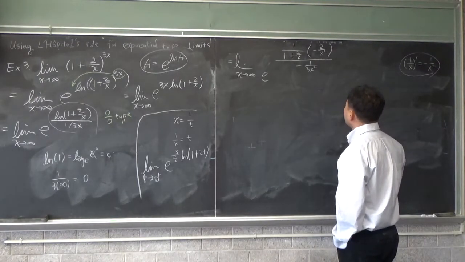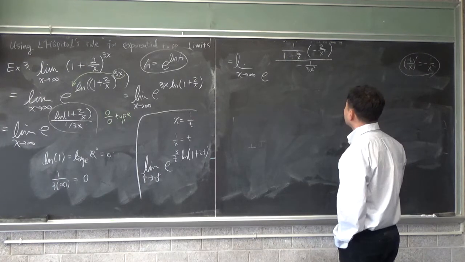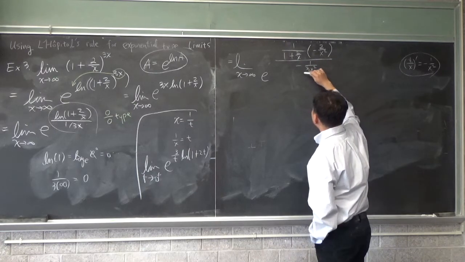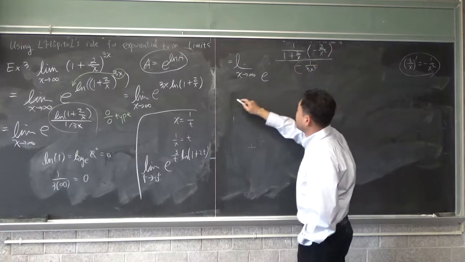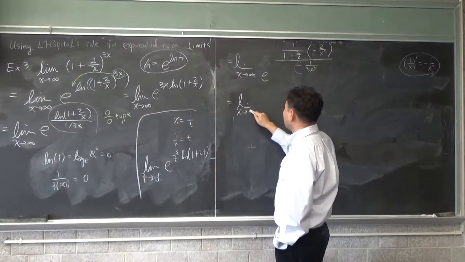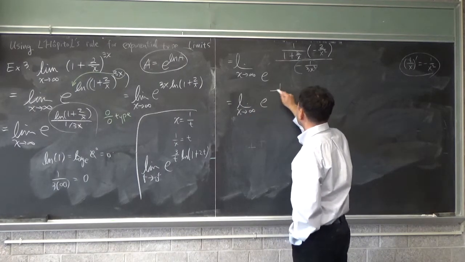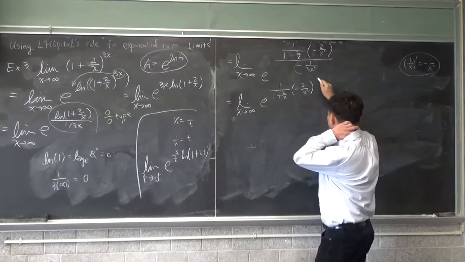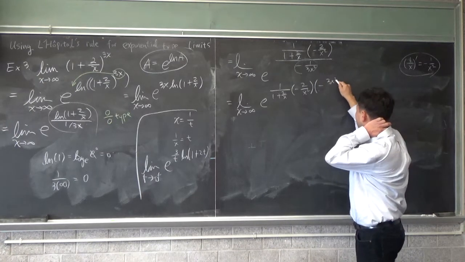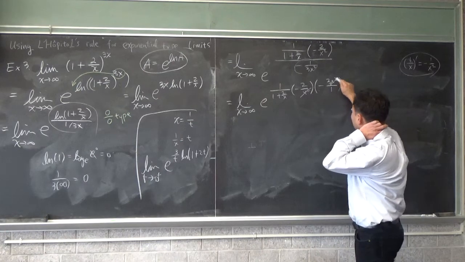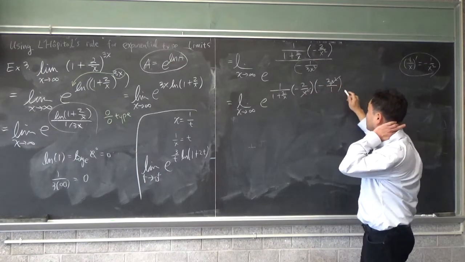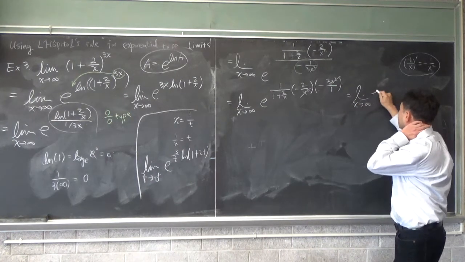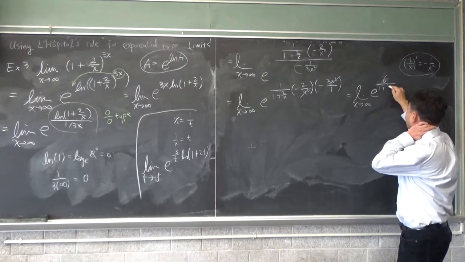Okay, now what you can do is keep, change, flip. So keep the top, change the division into multiplication, and flip this over. So that's going to be the limit as x goes to infinity of e to the 1 over 1 plus 2 over x times negative 2 over x squared times negative 3x squared over 1. So these cancel. Negative 2 times negative 3 is positive 6. So you get the limit as x goes to infinity of e to the 6 over 1 plus 2 over x.